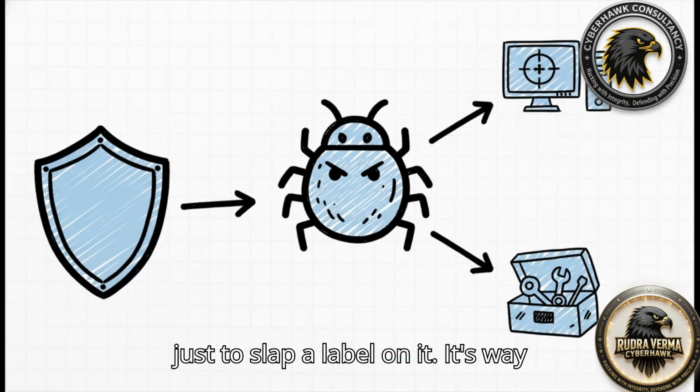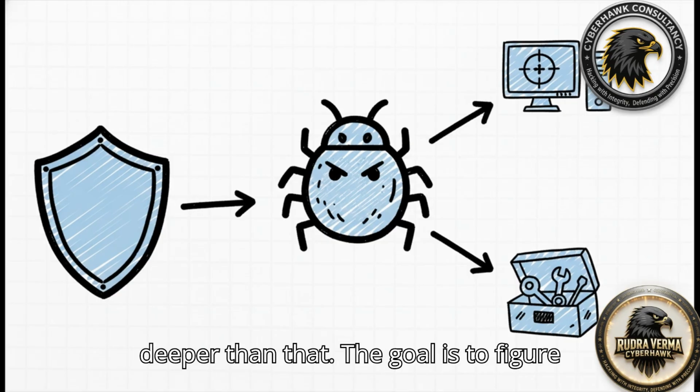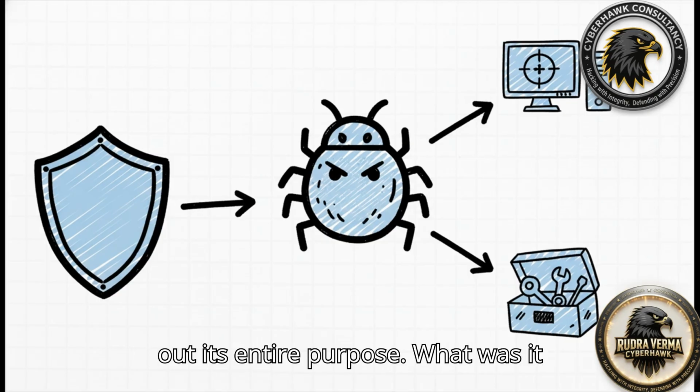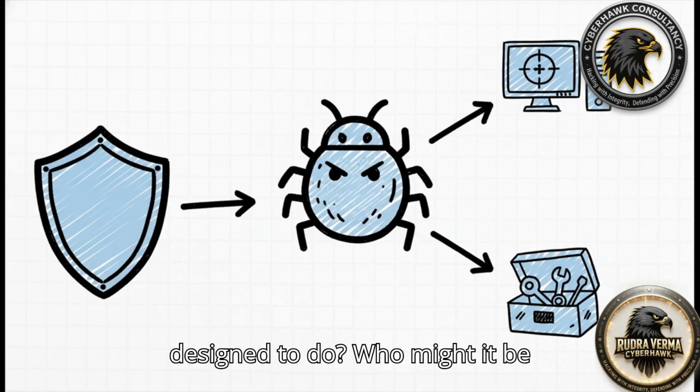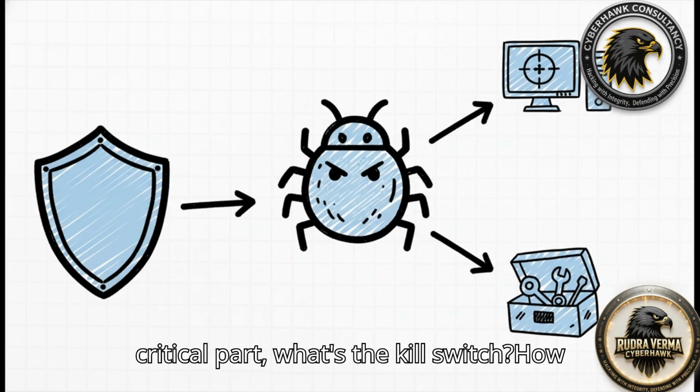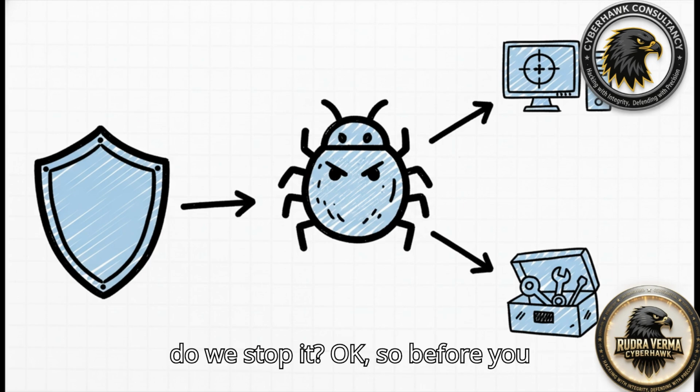And look, the mission here isn't just to slap a label on it. It's way deeper than that. The goal is to figure out its entire purpose. What was it designed to do? Who might it be targeting? And, of course, the most critical part, what's the kill switch? How do we stop it?